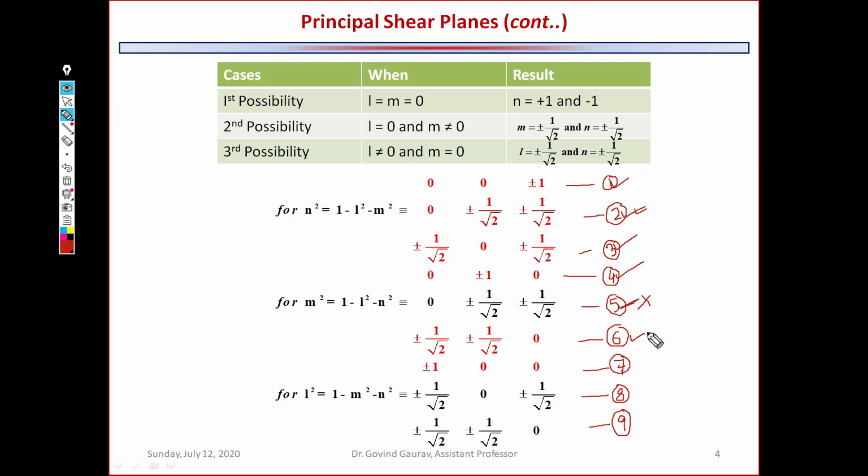The sixth one is different. Now the seventh one is also different. The eighth one we will again neglect because it is a repetition of what we have selected in point 3, and the ninth one we will also neglect because it is a repetition of the sixth one. So altogether we have got six relationships between L, M and N.